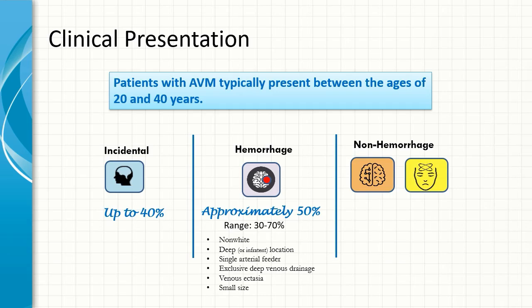Presumptively, these are due to mass effect, Steele phenomena, or microhemorrhage. About a third will present with seizures, and typically those are AVM in a supratentorial cortical region. It's uncommon to have focal neurologic deficit with no hemorrhage, but this can occur, again, due to Steele phenomena or microhemorrhage.